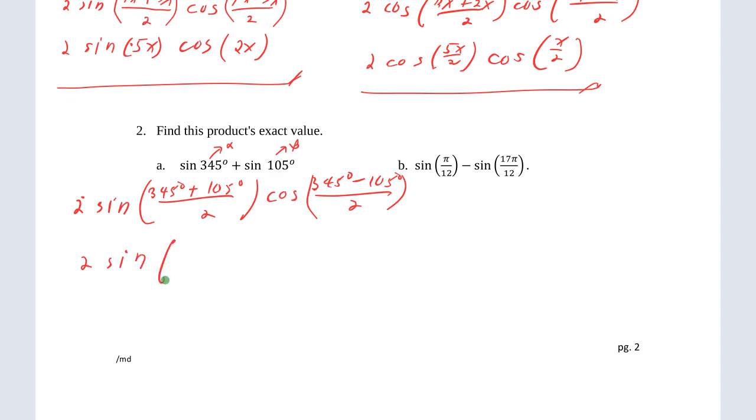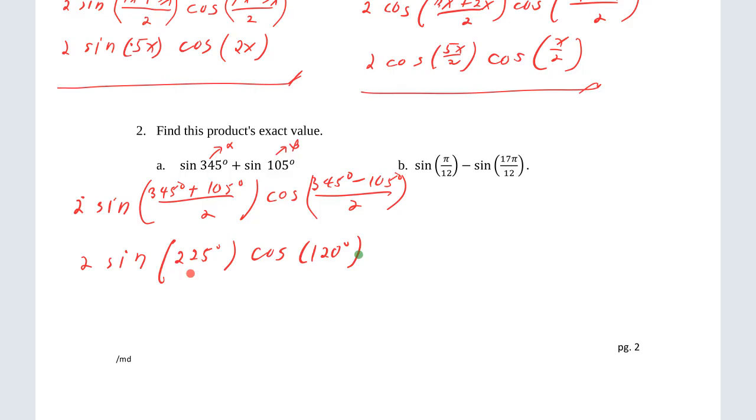So we have 345 plus 105. That's going to be 450, and then divided by 2, that's going to be 225 degrees. Next one, we have cosine of 345 minus 105, and then divided by 2, now we get 120 degrees. After that we will be simplifying this.